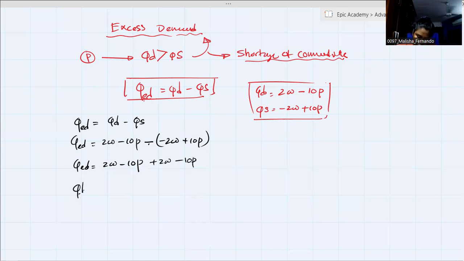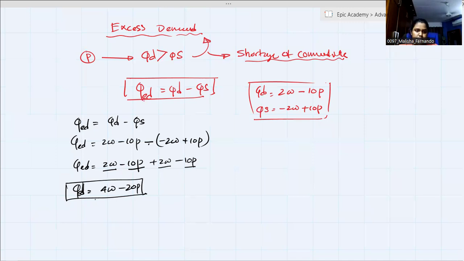And in QED, the same values are there: 200 and 200. Both 200s are plus, so we can write 400. Both minus values are there, minus 10p and minus 10p. It becomes minus 20p. So this is the equation where you can identify the values of the excess demand. Okay, and again, let's move to the excess supply.